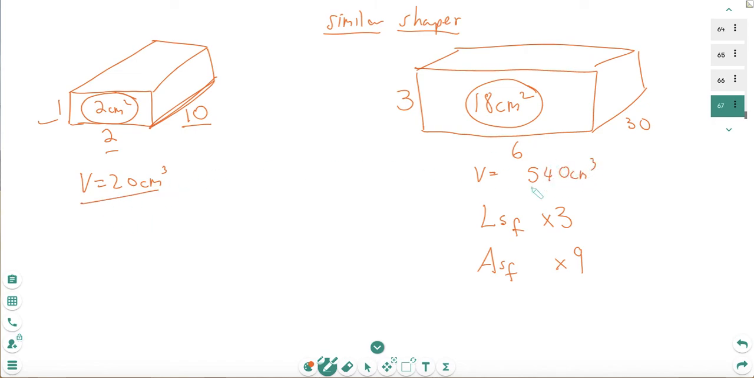So these are the two volumes. What's the scale factor of the volumes? It's not times 3. It's not times 9. 20 times what is 540? Well, we can do 540 divided by 20, which is going to be 27.